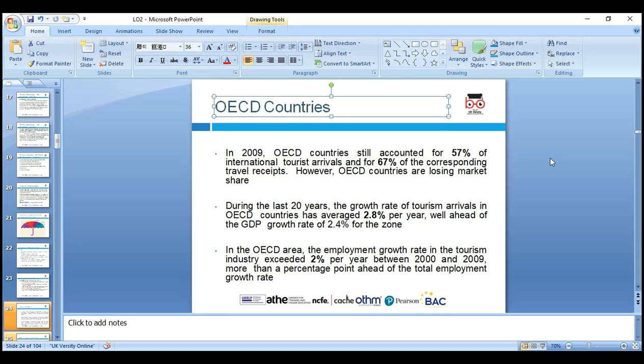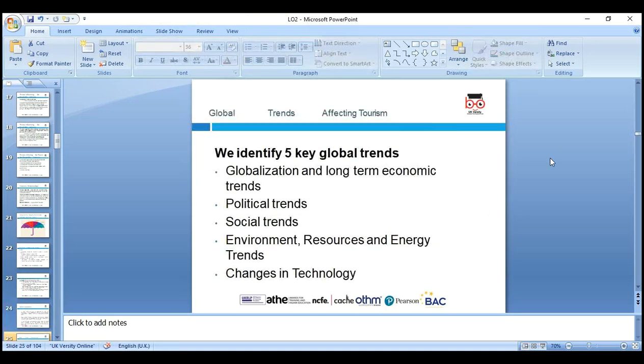So now we need to think about what the social impact will be if international travelers are reduced, on the local economy. Okay, global trends we can look at: globalization and long-term economic trends. We need to look around.